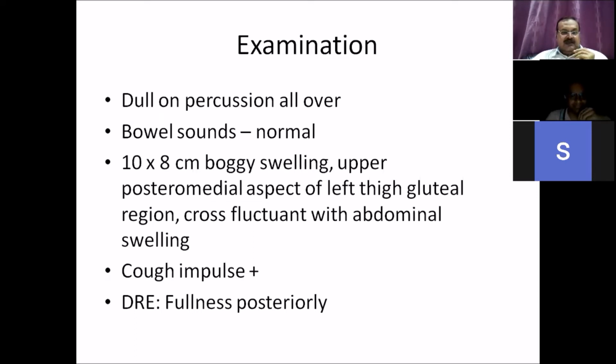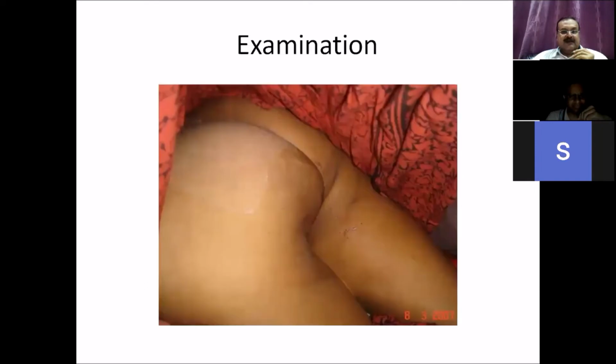And a 10 into 8 centimeter bogey swelling was seen in the upper posterior medial aspect of left thigh, gluteal region, which was cross-fluctuant with abdominal swelling, and cough impulse was positive. DRE showed fullness posteriorly and to the left side. This is the picture of the gluteal swelling.